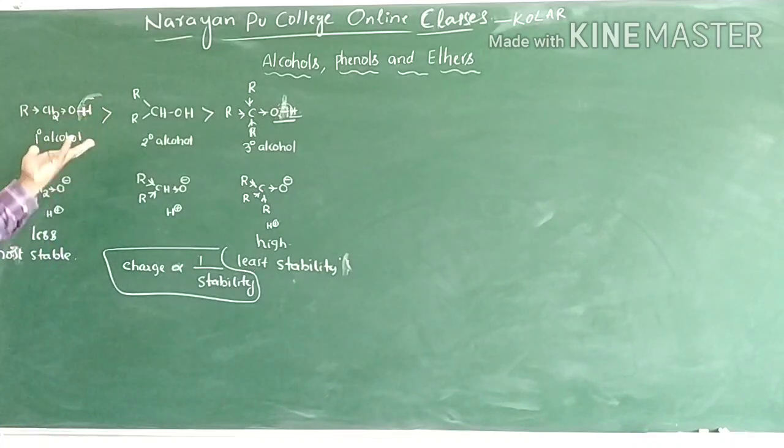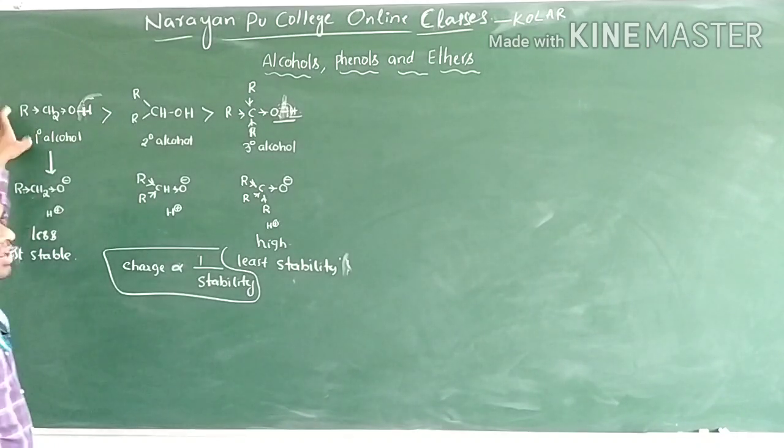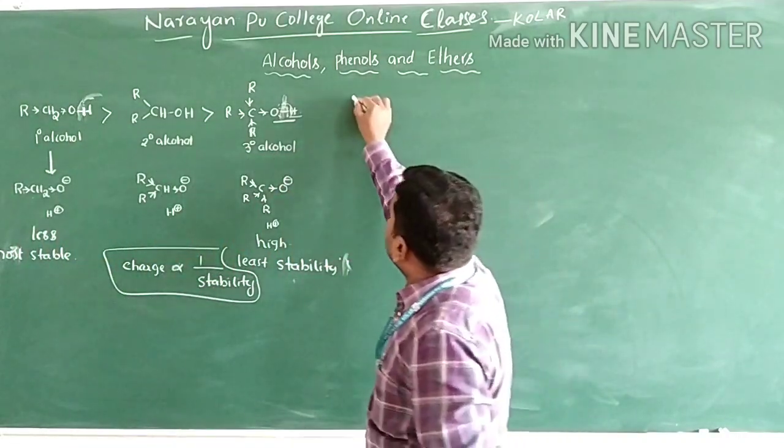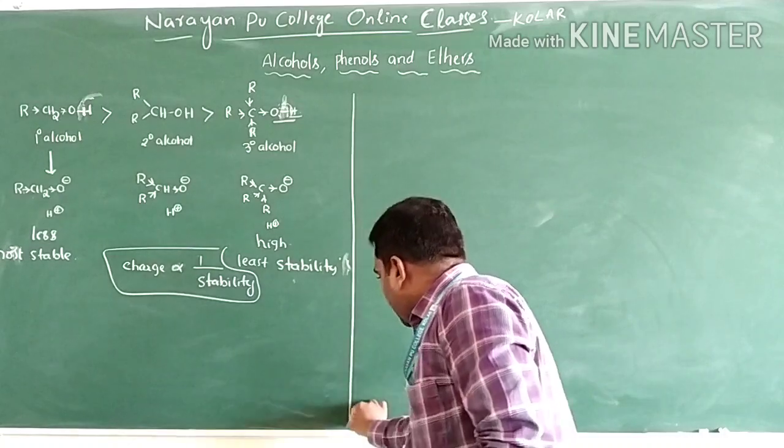In that way also you can. But this is the preferred method always: see the anion stability. Whichever anion is more stable, that alcohol is the more acidic. So this is about the acidity of the alcohols.